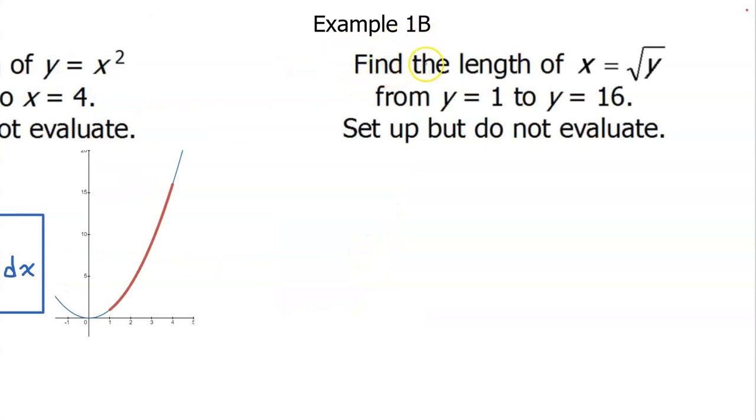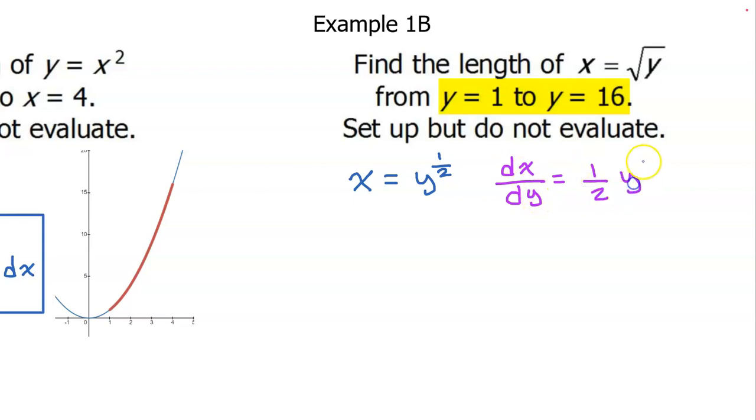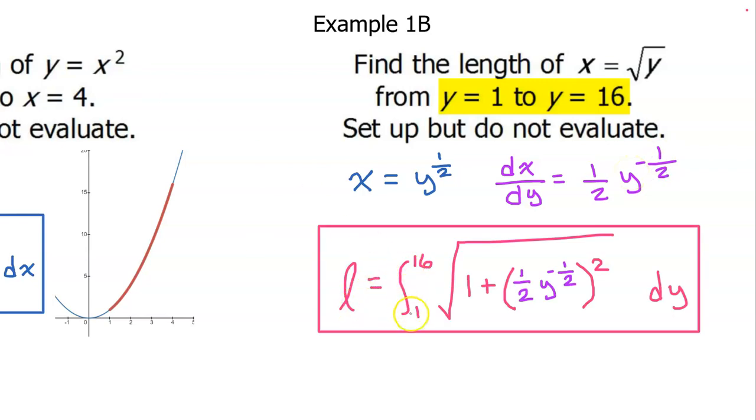Example 1b. Find the length of x equals the square root of y from y equals 1 to y equals 16. Set up but do not evaluate. x equals the square root of y is the same as x equals y to the 1/2 power. Since this time we will be integrating with respect to y, we first must find dx/dy, which is going to be 1/2 y to the negative 1/2 power. So the arc length is the integral from 1 to 16 of the square root of 1 plus (dx/dy) squared dy.